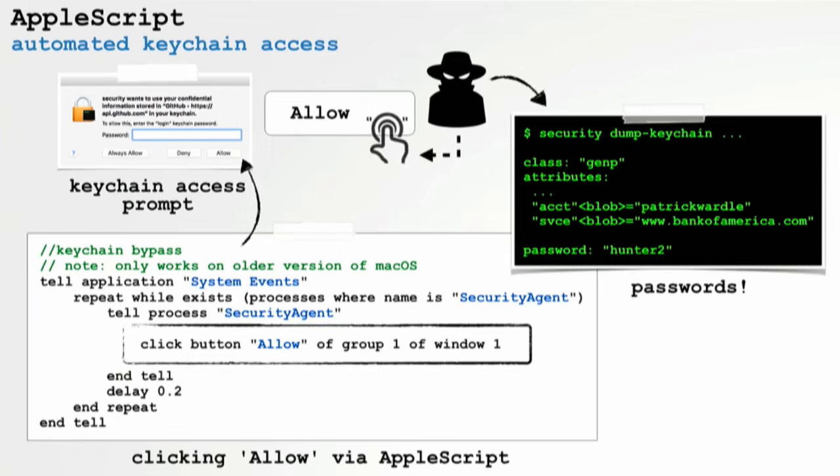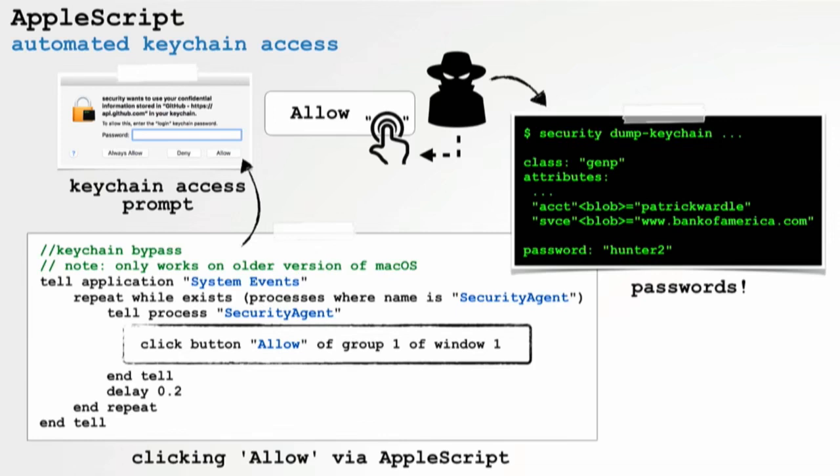Now, in the context of this talk, though, we're most interested in utilizing AppleScript to generate synthetic events. So here, for example, we have an attacker who is trying to dump the contents of a keychain, either via the API or using the built-in security utility. As mentioned, this will generate an access prompt that Apple wants the user and only the user to interact with. Now, using AppleScript, though, on older versions of macOS, you could synthetically send a click event to this prompt, clicking allow on this button.